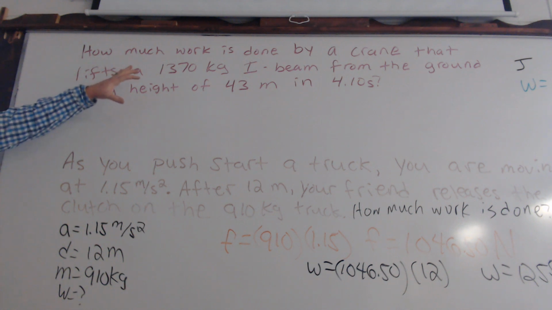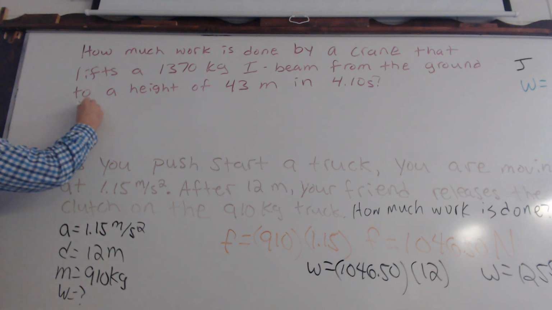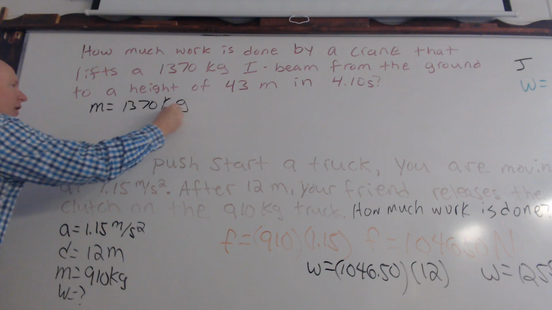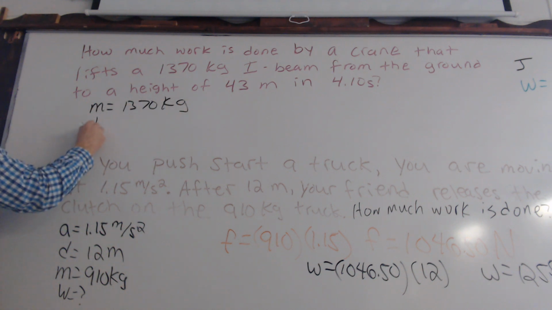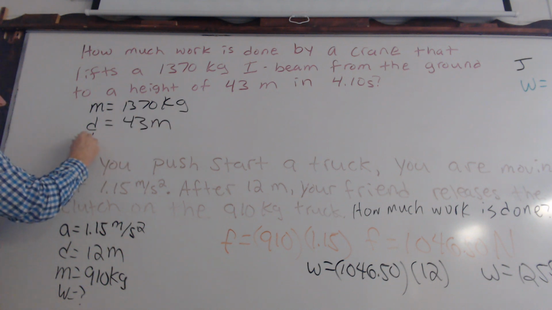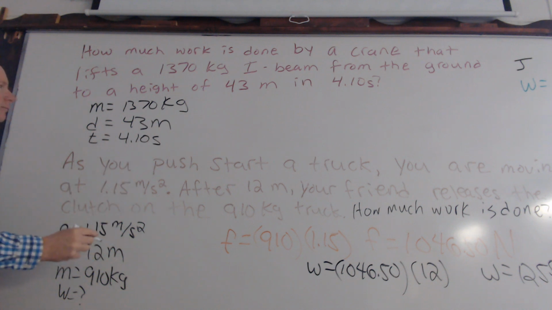This top one might be a little more tricky. So, what are we going to do in that top problem? You gotta set it up. Right. So, what variables do we have? Okay. 1570. What else do we know? Your distance, 43 meters, and your time, 4.10 seconds.